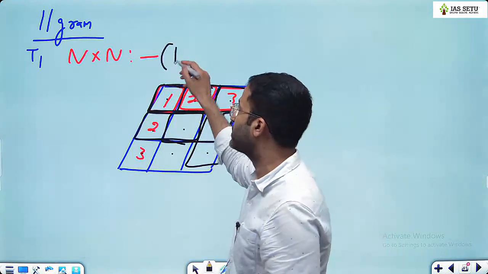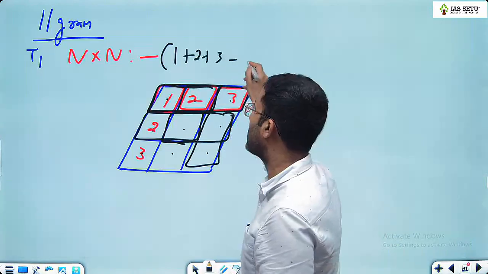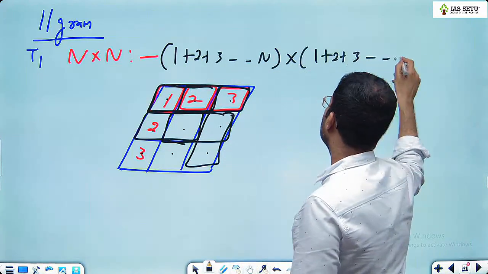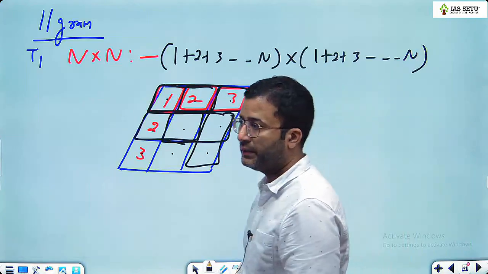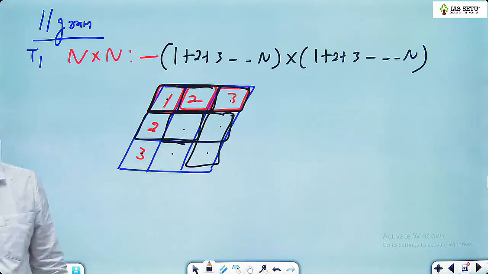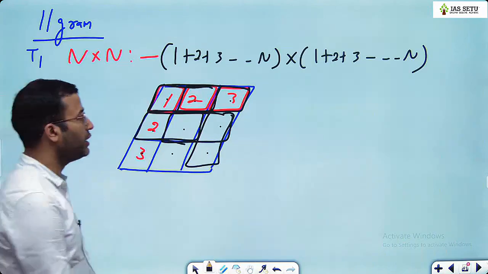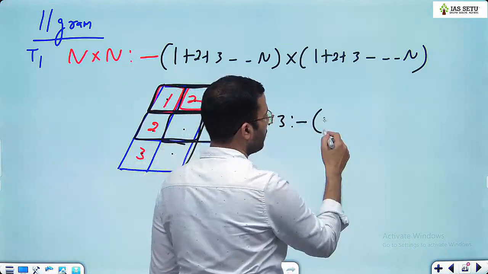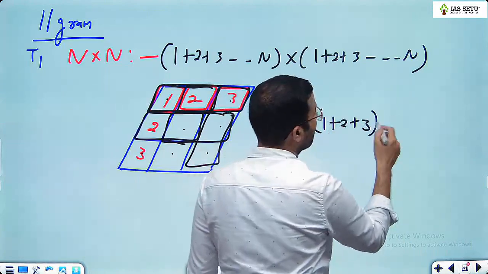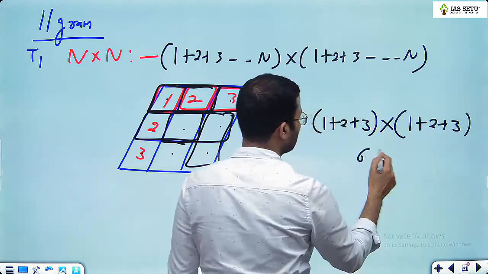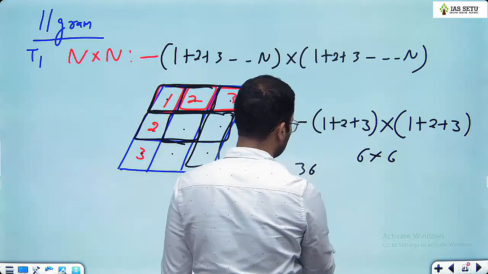Here, bracket start 1 plus 2 plus 3 up to n. Second bracket start 1 plus 2 plus 3 up to n. Parallelogram and rectangle have the same short trick. This is a 3 by 3 figure. So if it is a 3 by 3 figure, bracket start 1 plus 2 plus 3, bracket close. Second bracket start 1 plus 2 plus 3. This is 6 into 6, 36.